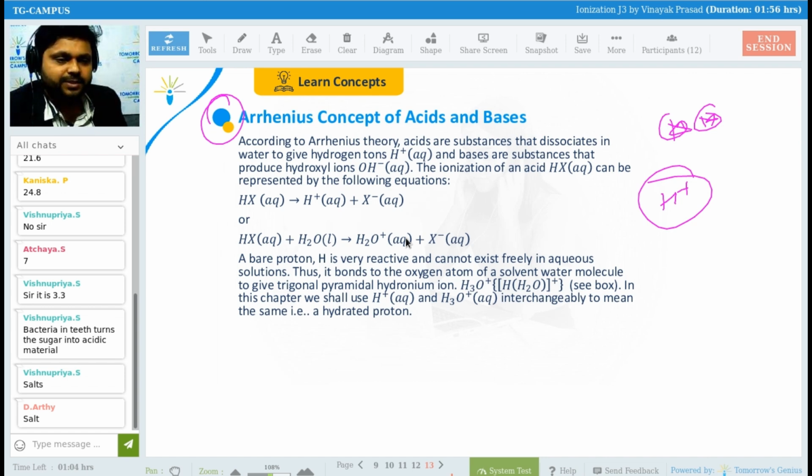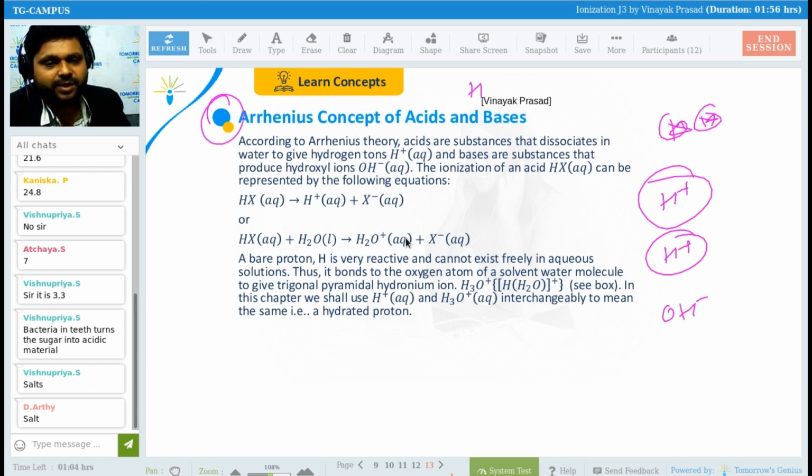Anusika, you have given the answer for that question. No problem. According to Arrhenius theory, acids are substances that dissociate in water to give what? H plus ion. So acids will be giving H plus ion. And bases are substances that produce hydroxyl ion, that is OH minus ion. See here, HX is there. If it is giving hydronium ion, or you can say H plus ion, then it will be an acid. Is it okay, guys?